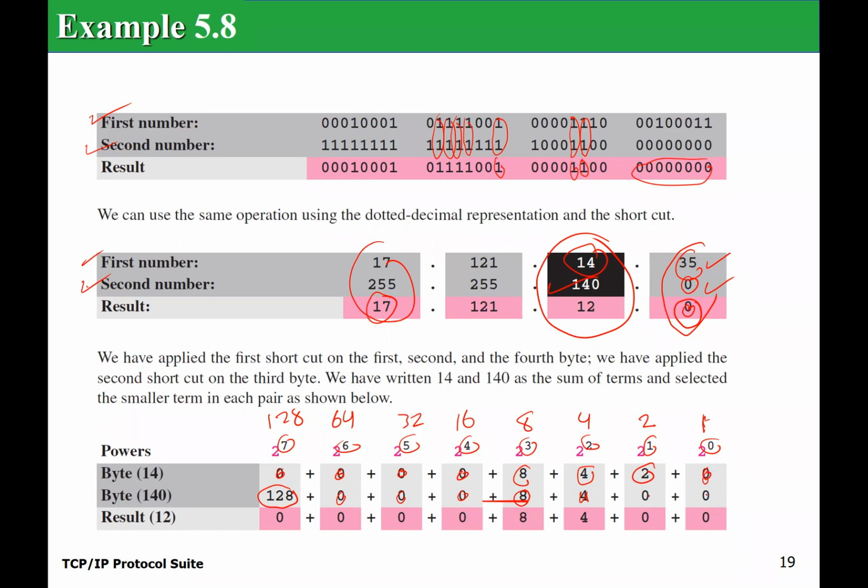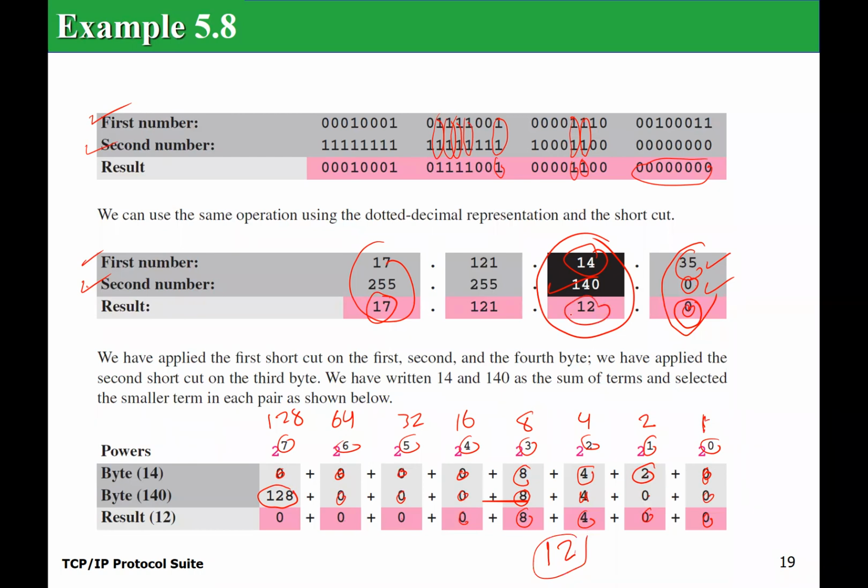So when you have 0, 0, it will be 0. 2 with 0: when you have anything with 0, it will be 0. Add 4 and 4, just grab one of them, 4. 8 added with 8, it will be 8. 0 with 0, 0. 0 with 0, 0. 0 plus 0, 0. 0 with 128, 0, because when you add it with 0, it's always 0. Okay, what is the total we'll have? 8 plus 4, it's 12. That's why we have the result here.